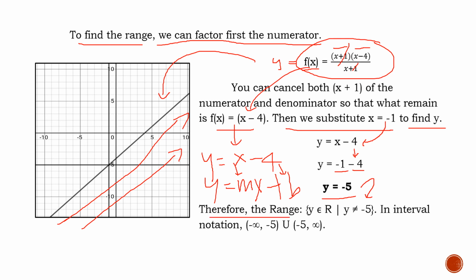So therefore, the range or your y is an element of all real numbers. So it can be negative numbers, positive numbers, including 0, but except negative 5. We really need to make sure that your y is not equal to negative 5. In the interval notation, we can rewrite this one, negative infinity, negative 5, union negative 5, positive infinity. So the values can be negative infinity to positive infinity, except negative 5. So we're going to exclude negative 5 for all the possible values of y or range in this given rational function.